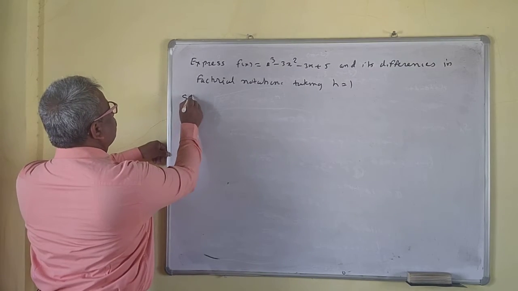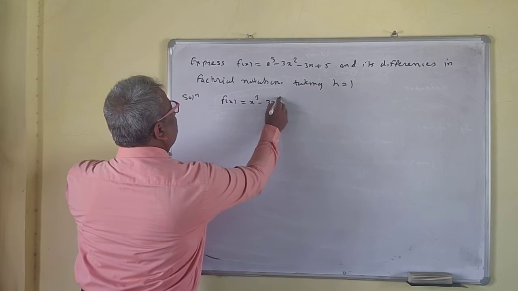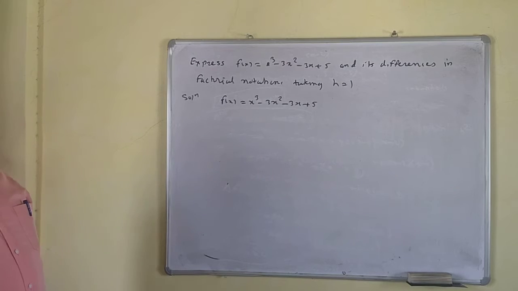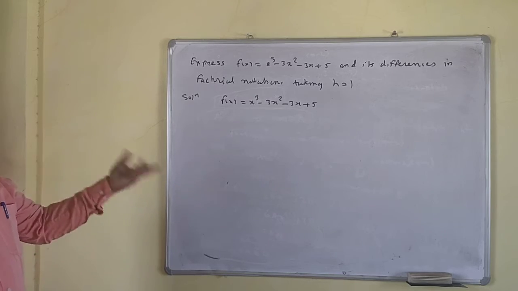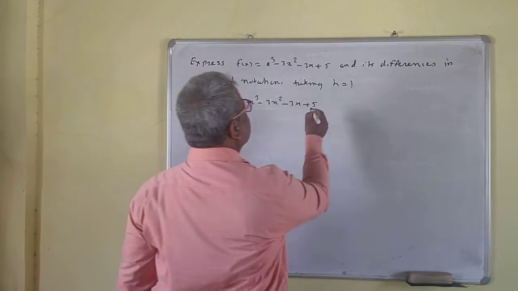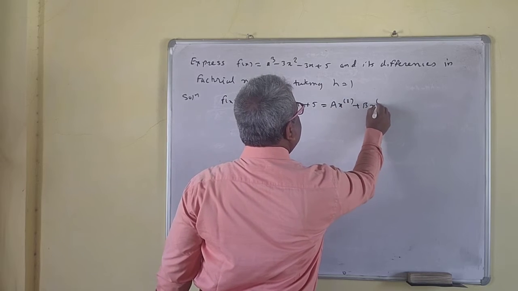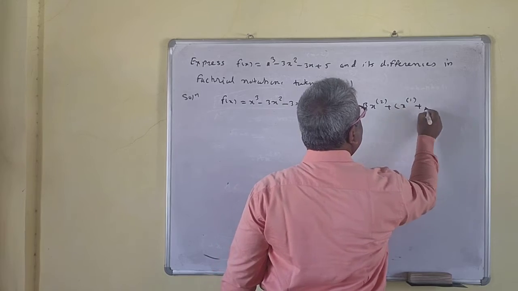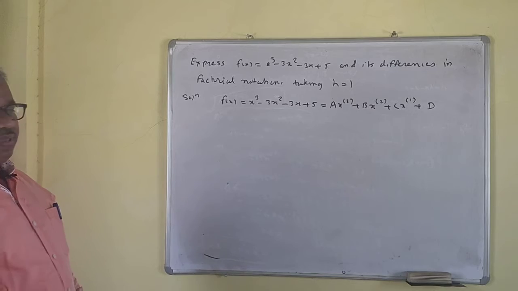Solution. f of x is equal to x cube minus 3x square minus 3x plus 5. Now we have to express this polynomial in terms of factorial notation first, and then we'll find the differences: first forward, second forward, third forward. Okay, so we'll write this as a into x to the power 3 plus b into x to the power 2 plus c into x to the power 1 plus d now. Now our aim is to find the values of a, b, c, d.